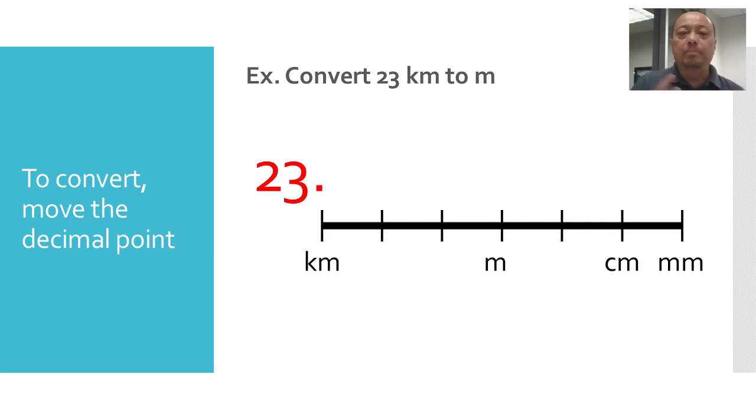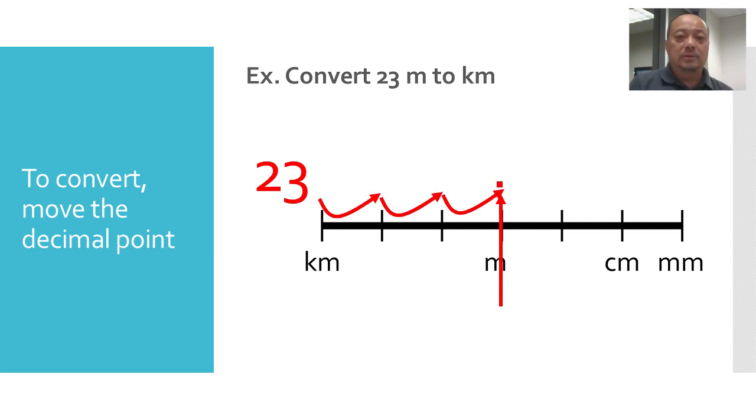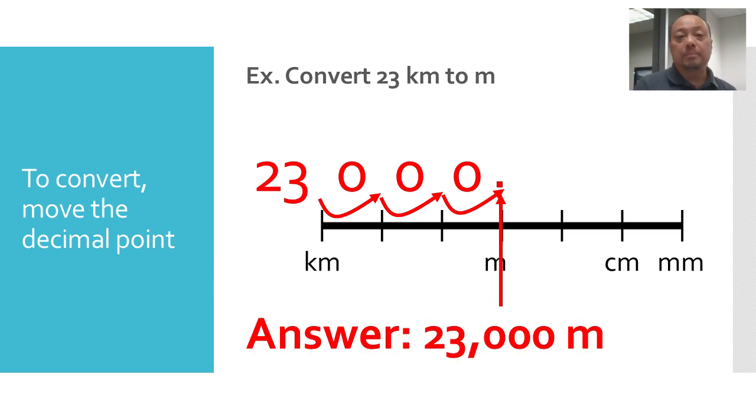I want to convert to meters, which is here. So I move the decimal point over there. 1, 2, 3. There. The decimal point goes there. Now I have all these blanks. I fill them with zeros. Answer: 23,000, so 23,000 meters. Are we good?